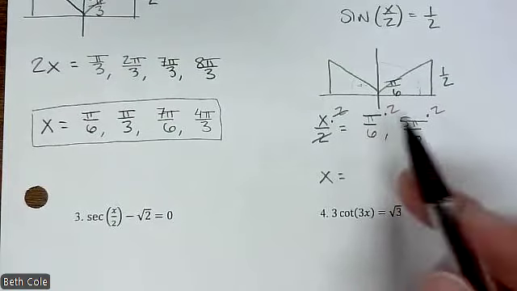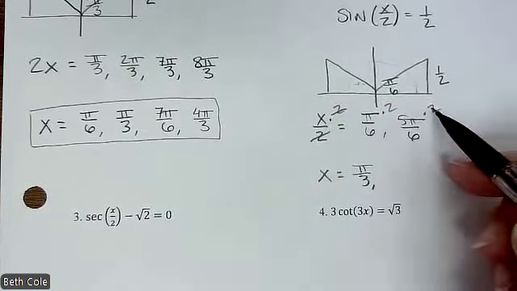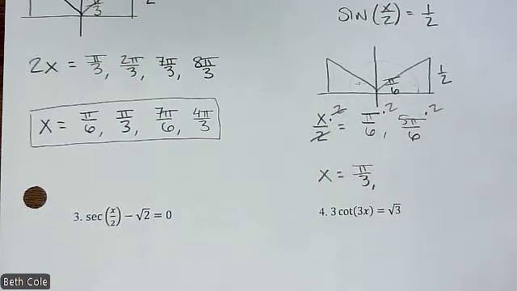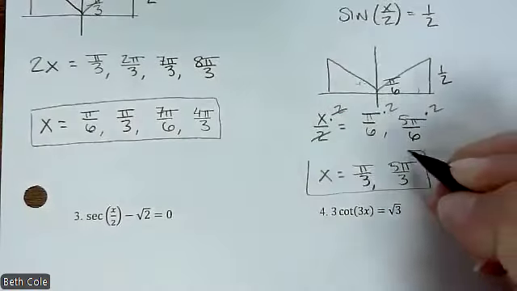So this one would be 2/6, which is 1/3. This one would be 5 times 2 is 10. So it would be 10/6, which is 5/3. Good job. Perfect. Just reducing fractions.